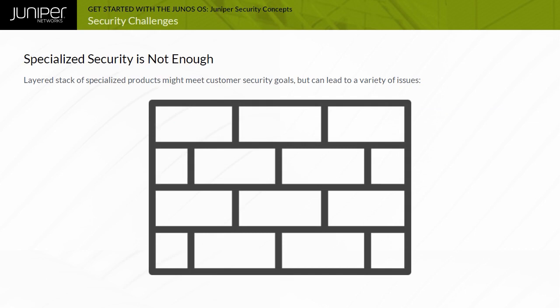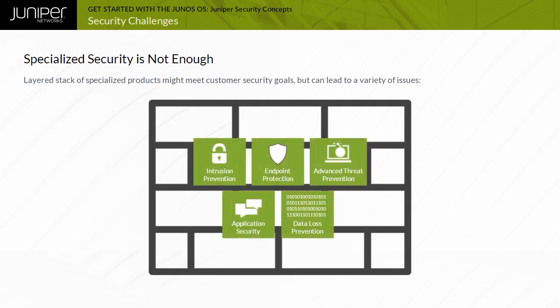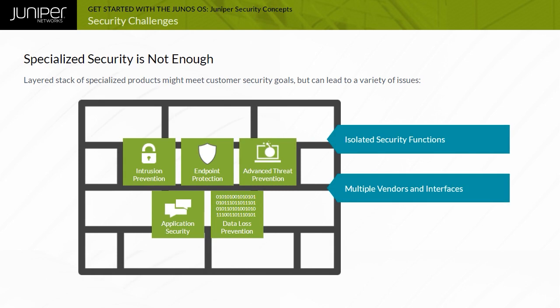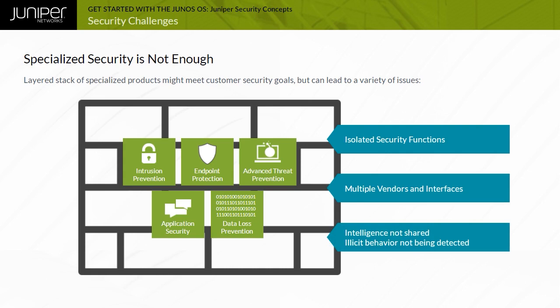On top of the growing threat climate, customer networks have become a blend of standalone or best-of-breed security products. This layered stack of specialized products might meet customer security goals, but can lead to a variety of issues, including operational complexity for administrators, isolated functions leading to gaps in defense, multiple vendors and interfaces leading to console fatigue, and separate uncorrelated threat intelligence or telemetry, leading to illicit behavior not being detected. The bottom line is that many vendors just don't work in harmony, failing to operate as a unified front against cyber criminals.